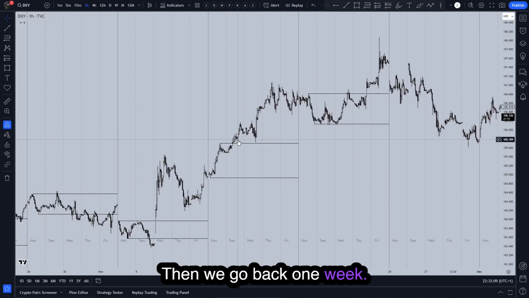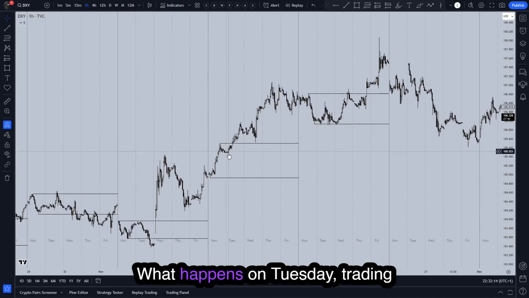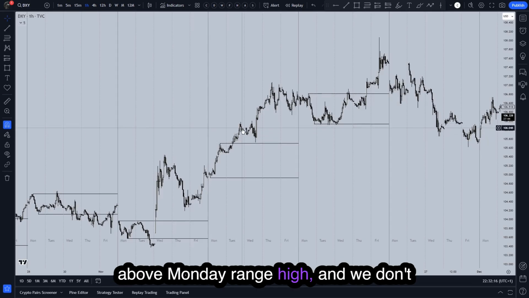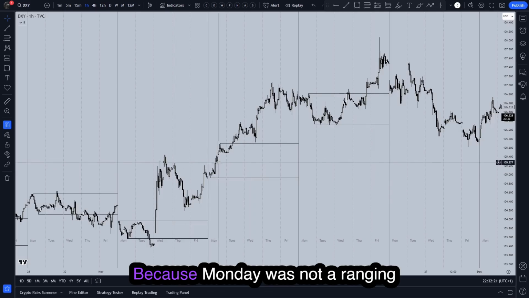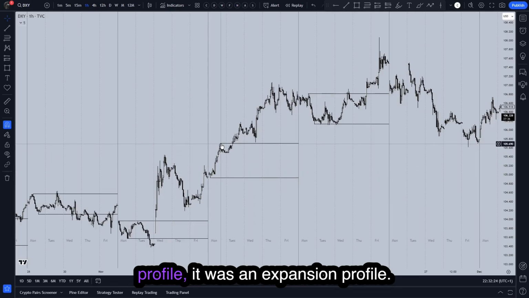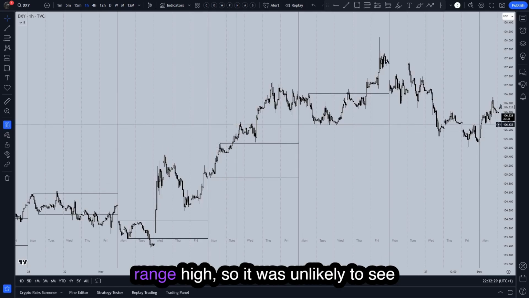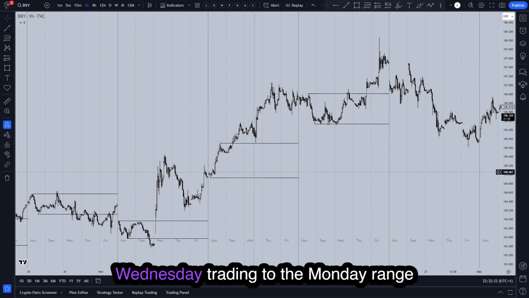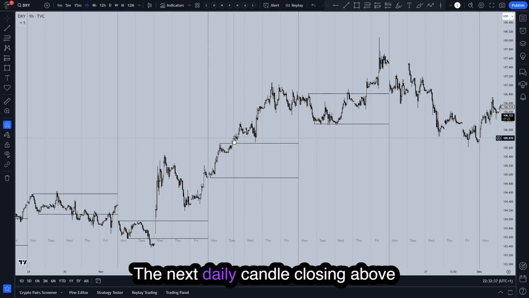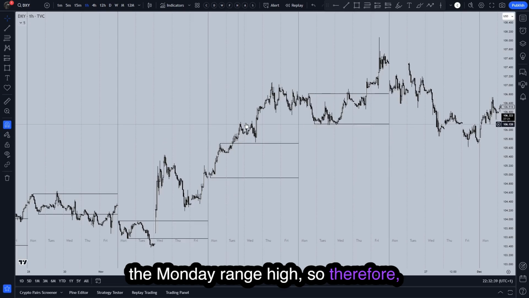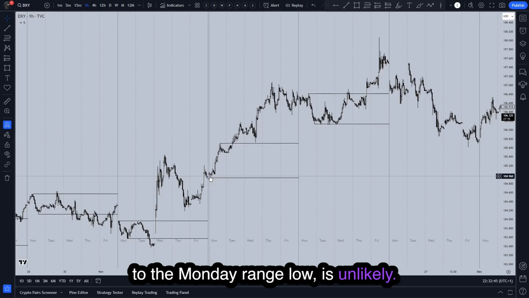Then we go back 1 week. So what do we have here? Monday range low, Monday range high. What happens on Tuesday? Trade off Monday range high, and we don't get a Monday range play this week. Why? Because Monday was not a ranging profile, it was an expansion profile. Then Tuesday closed above the Monday range high, so it was unlikely to see Wednesday trading to the Monday range low because we had expansion on Monday. The next daily candle closing above the Monday range high, so therefore a retracement now all the way back to the Monday range low is unlikely.